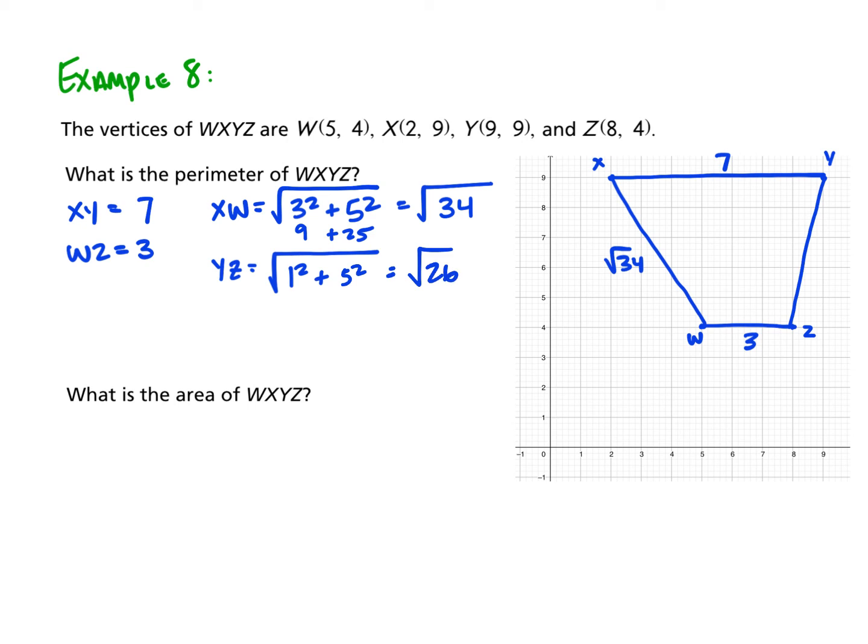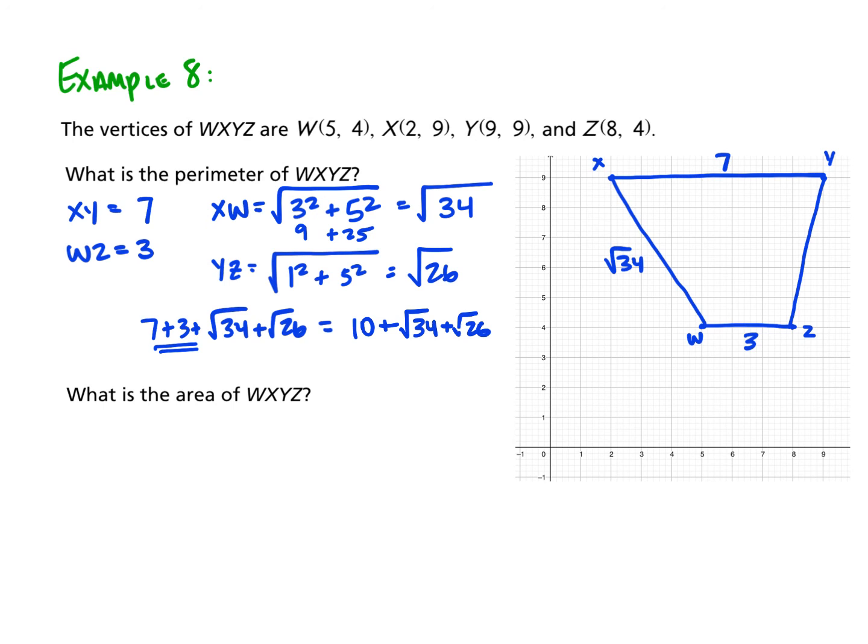Now, when I add all these together, if I want to give an exact answer, it's going to look a little bit weird. My exact answer would say 7 plus 3 plus square root 34 plus square root 26. And really the only thing I can do here is add the 7 and the 3 together. I can't actually add the 34 and the 26. The rules of square roots just don't work like that. These are almost like not like terms, if you will. So if I wanted to give an exact answer, it would say 10 plus square root 34 plus square root 26. So maybe what we'll do is go ahead and give an answer rounded to the nearest tenth.